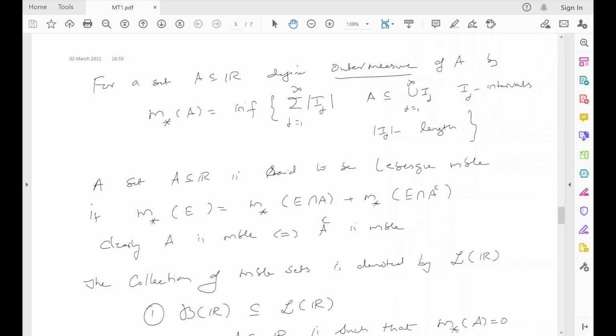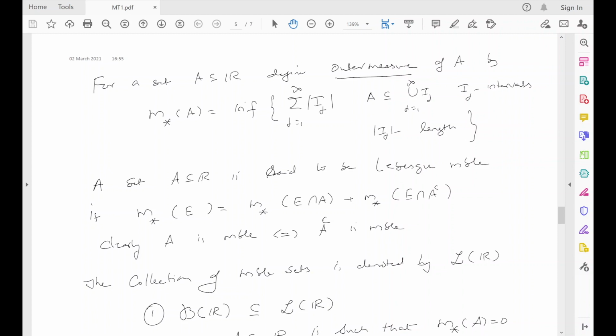So clearly A is measurable if and only if A complement is measurable, because the condition m star of E equals m star of E intersection A plus m star of E intersection A complement is invariant under swapping A and A complement, right. So they are the same condition. So the collection of Lebesgue measurable sets is already closed under complementation, and it is easy to see that if A is either phi or the real line, this is already true, and so there is nothing to be proved, okay. So the collection of Lebesgue measurable sets is closed under complementation.